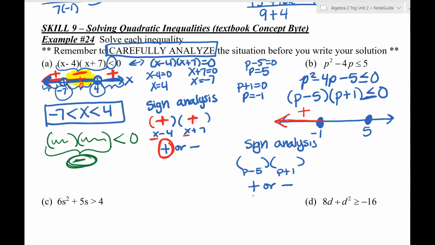Right? And test the next section. X is between -1 and 5. So let's say I test 0. 0 minus 5 would be negative. 0 plus 1 would be positive. The negative times the positive would be negative.